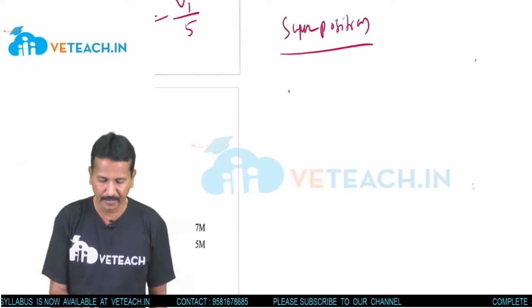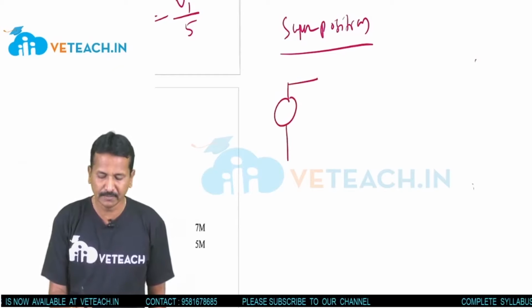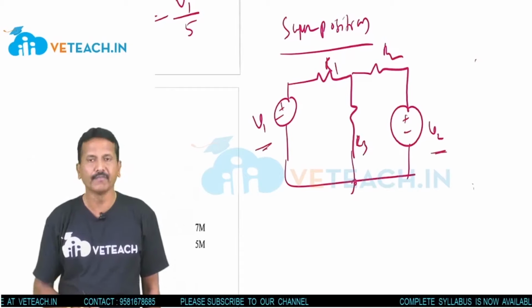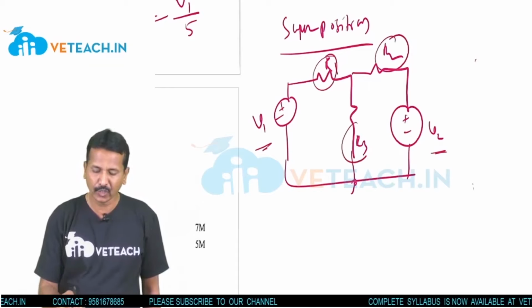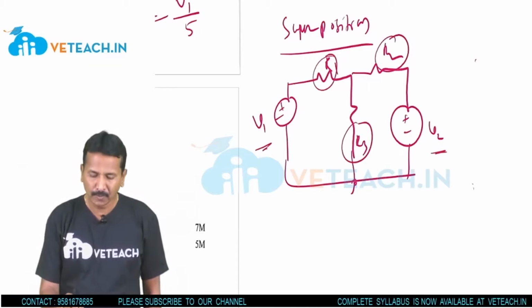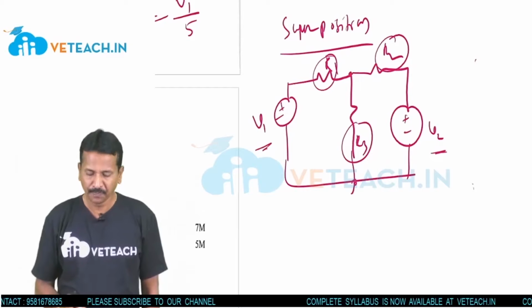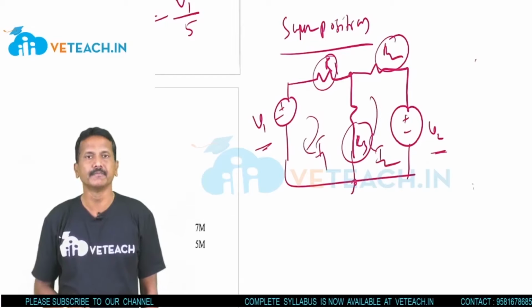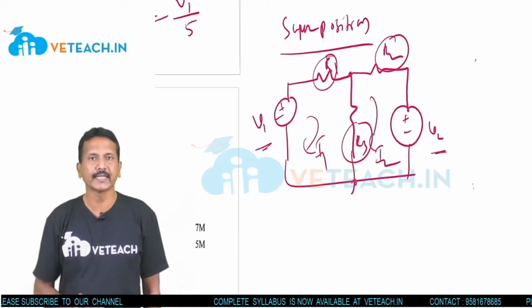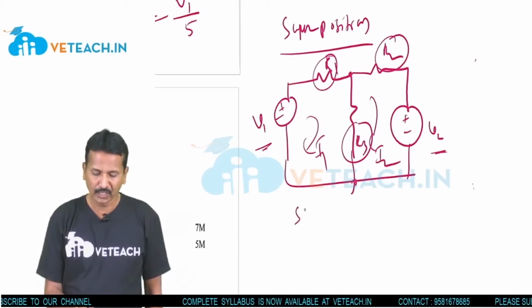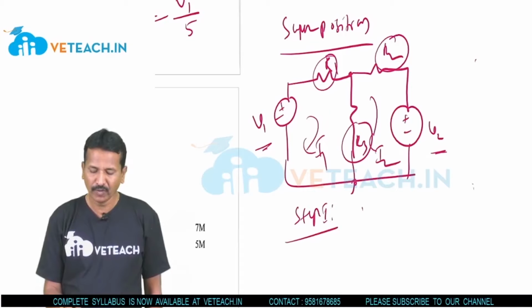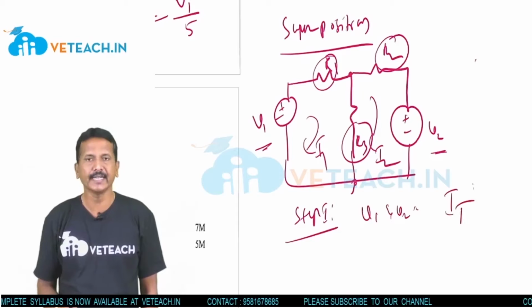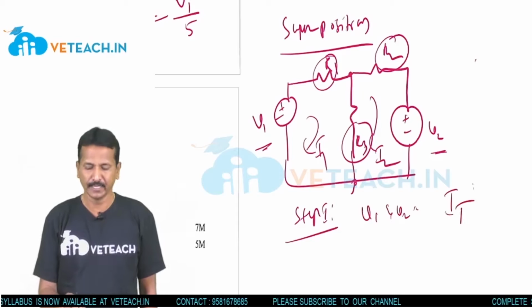Okay, now see here, I will give the concept of this theorem. This is a normal network having two voltage sources V1 and V2, and three resistances R1, R2 and R3. The junction or a node. So this is I1 and this is I2. Two sources are there. Step 1: when two sources V1 and V2 are there, you will get a total current IT across this R3.